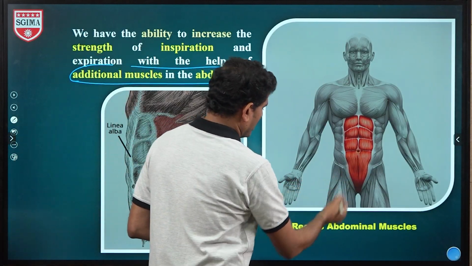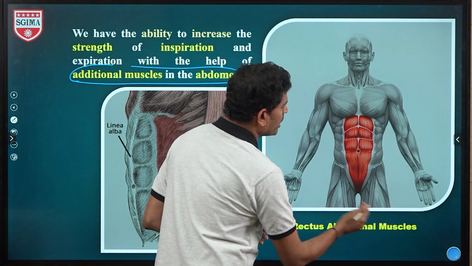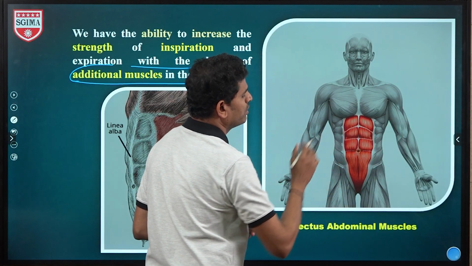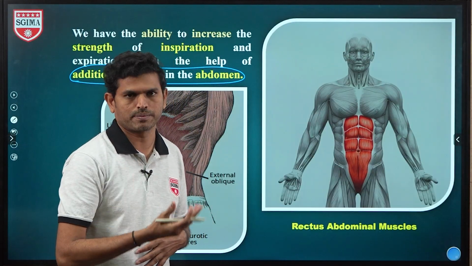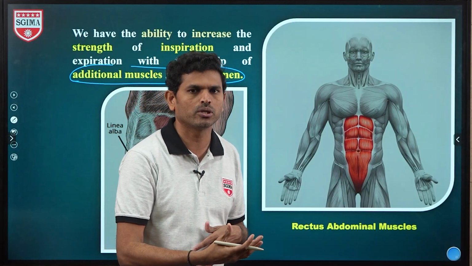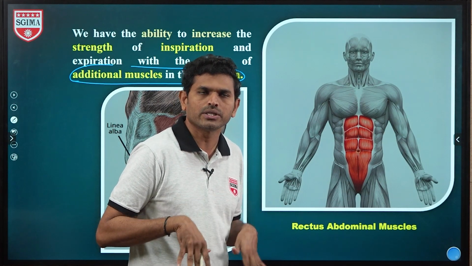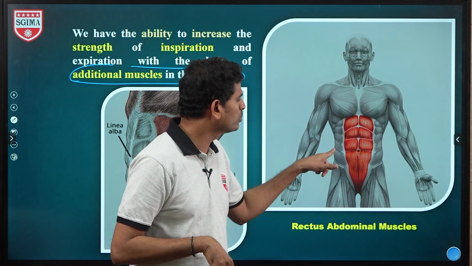They mentioned the rectus abdominis muscles. The ones in red color, these are the rectus abdominis muscles. They help in forceful expiration. That is why when we forcefully expire, or continuously laugh, we get severe pain in the abdomen due to these muscles only.